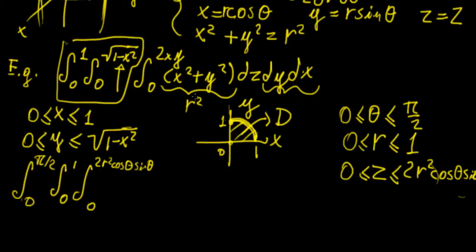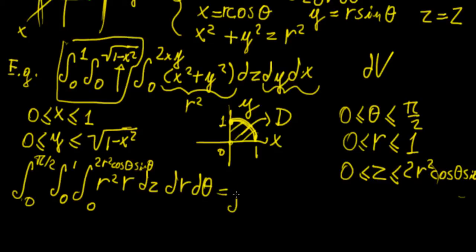And then here we're going to have r squared. Now we're going to replace this by the element of volume dv in cylindrical coordinates. Remember, this has an r integrated into it. So we're going to have r squared times r, and then dz dr d theta. So this is just going to become r cubed.